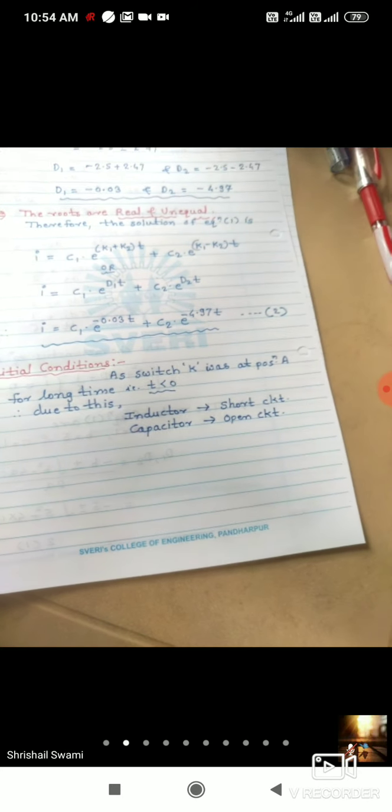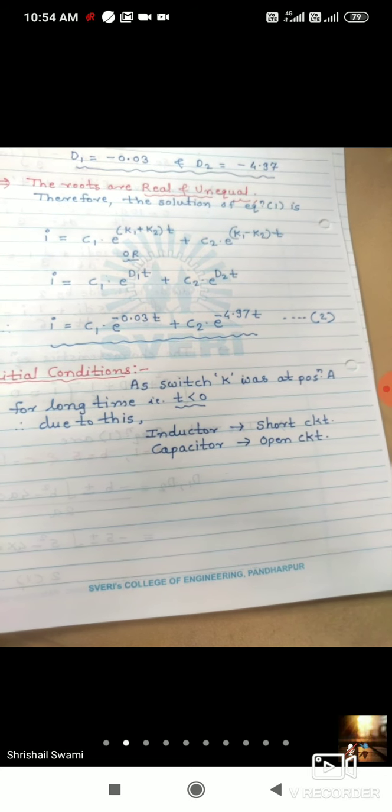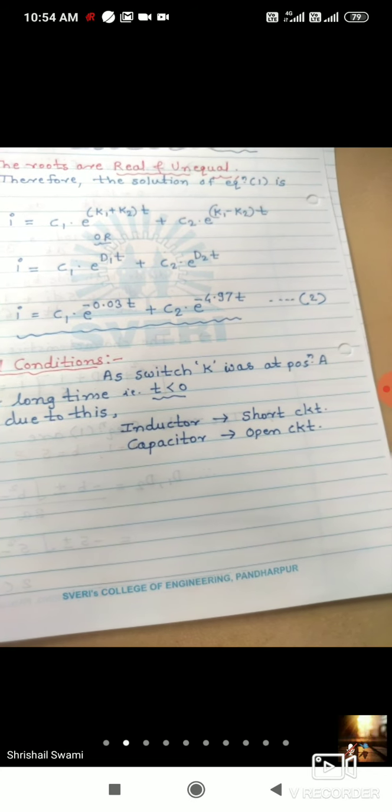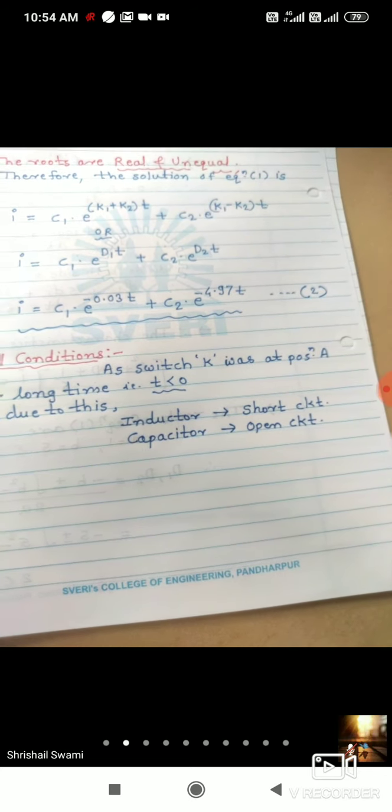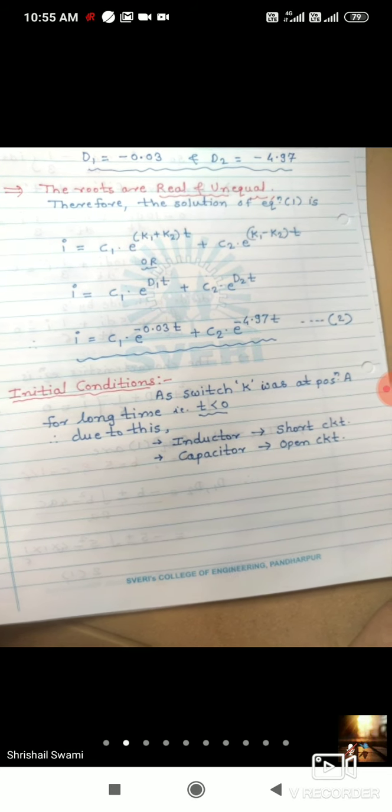So when switch K was at position A for a long time, that is for t less than 0, due to this the inductor will act as a short circuit and the capacitor will act as an open circuit. I will give the table in the next lecture, what is the property of inductor and capacitor, how they behave for some particular conditions. That table is very important for understanding the concept.